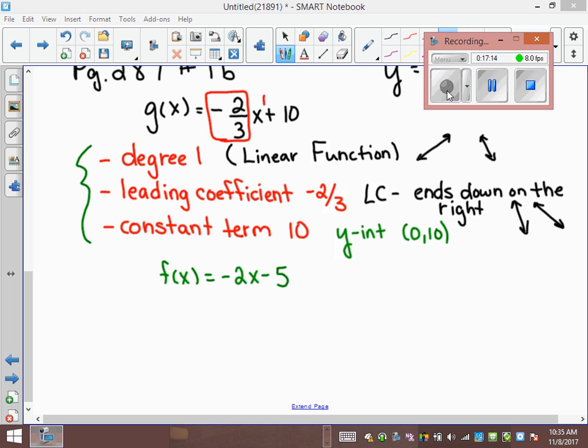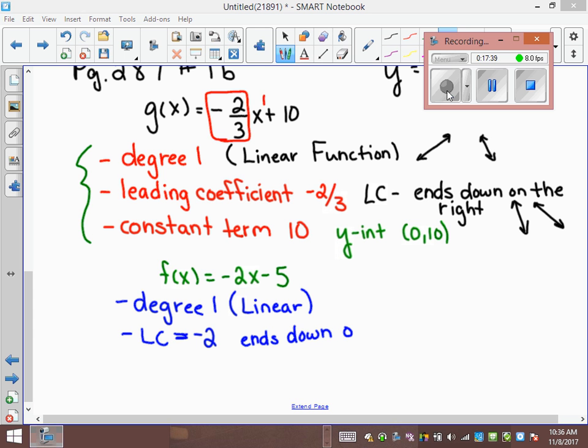So what's the degree of this one? Degree 1, because it is linear. What's my leading coefficient? Negative 2. What does that indirectly tell me? Up on the left. Constant: negative 5. What does that tell me? Close. Y-intercept.